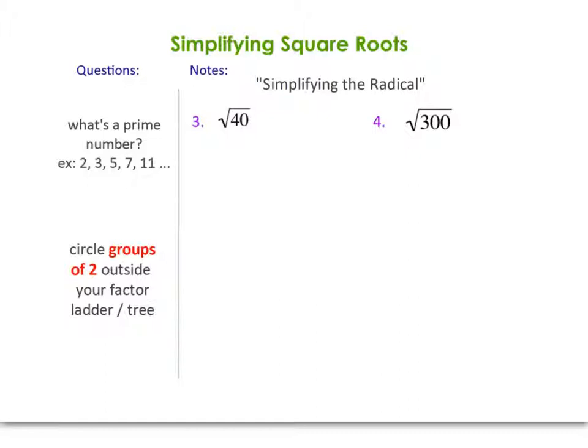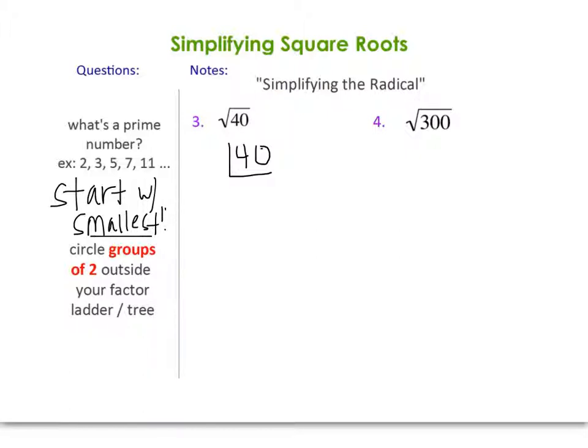So what I want to do is, what is a prime number that goes into 40? So how I write it is I write 40 in this little box. What is the smallest prime number? So we start with the smallest. Well, 2 is a prime number, and 2 goes into 40. Well, 40 divided by 2 gives me 20. So now 20 is in my box.